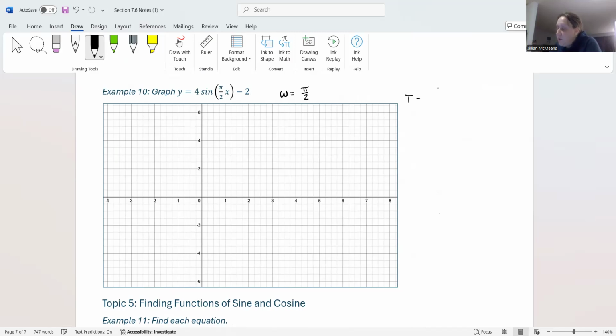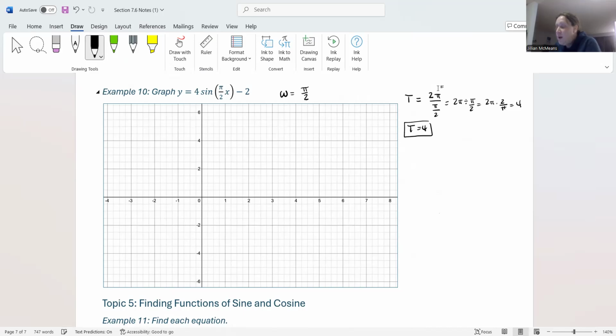So my period, remember, is T, or if you want to be fancy, tau. We put our original period of 2 pi, and then we divide it by omega, which is pi over 2. So that's 2 pi divided by pi over 2, which is 2 pi times 2 over pi, which is 4 again. Maybe that's not terribly exciting that we have a period of 4 again, but at least it's easy to work with. So our period is 4.